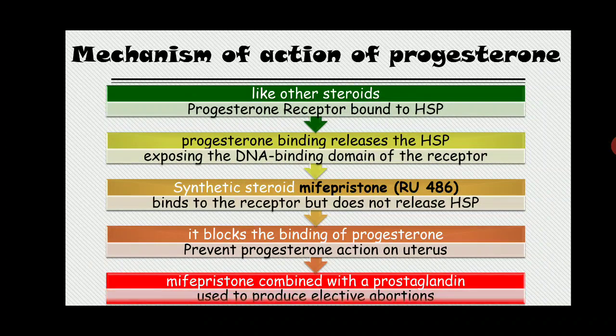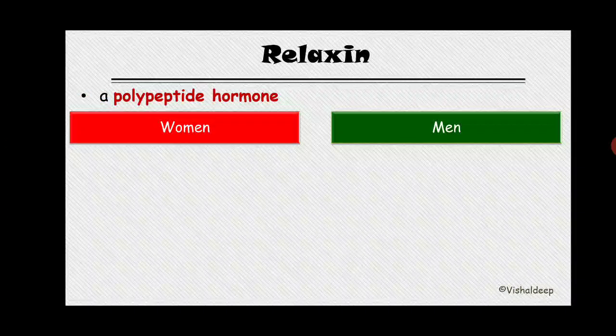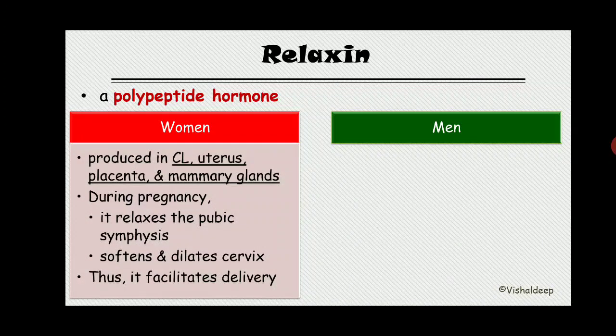Next hormone is relaxin. Now as far as relaxin is concerned, as I told you, it is a protein hormone, a polypeptide hormone. Its action is present in both women and men. Inside women, it is produced by the corpus luteum, uterus, placenta and mammary gland, and during pregnancy it relaxes the pubic symphysis and it softens and dilates the cervix. It basically relaxes the cervix, dilates the cervix and relaxes the pubic symphysis. It suffices the name relaxin. Thus it facilitates the delivery.